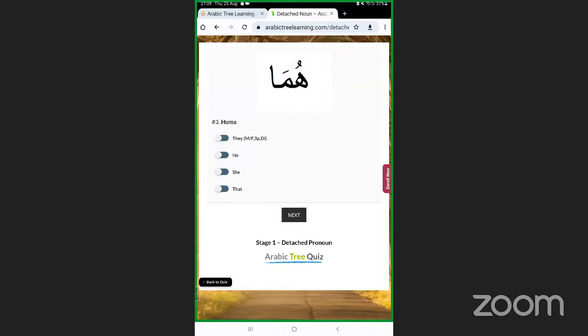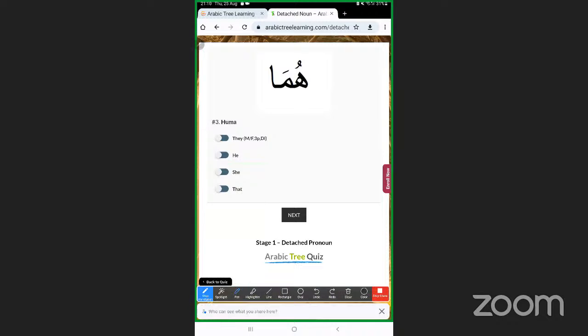Huma. The chashme wala ha is showing me that this is related to the third person. They. Now I will give you male and female. They both. They both. I will give you a shortcut. Shortcut of shortcut. Double shortcut. What is the double shortcut?